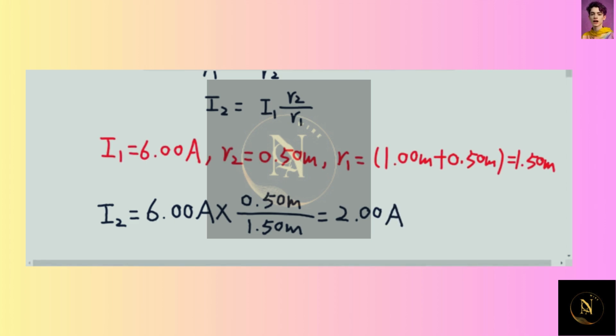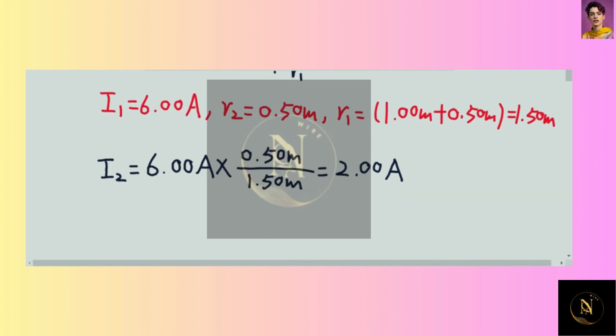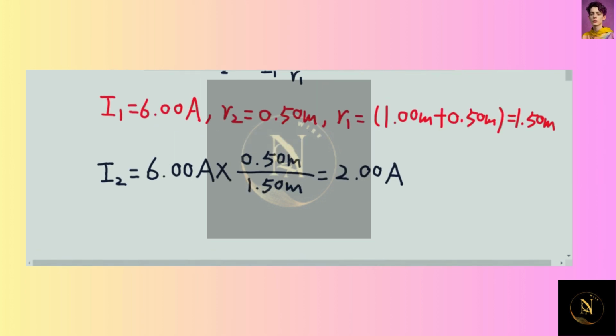And this will give us the magnitude of the current at wire 2, which is about 2.00 ampere. And since the direction of the current in wire 1 is into the page, the direction of the current at wire 2 should be out of the page. Let's say out of the plane, since the question used plane.